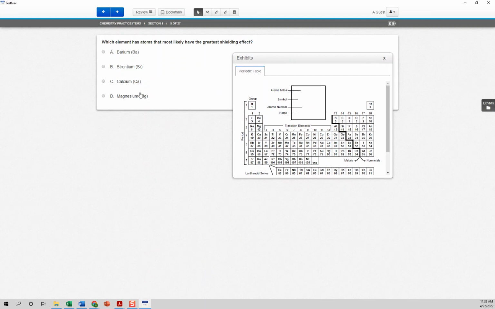And what we'll notice, hopefully you notice this, we got strontium, calcium, magnesium, barium. They're all in the second group: magnesium, calcium, strontium, barium. And the one that's furthest down is barium. So barium would have the greatest shielding.